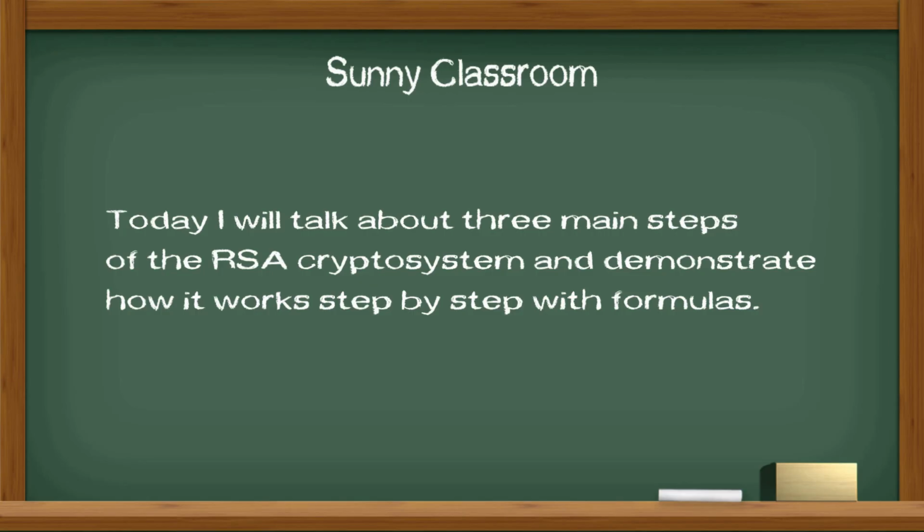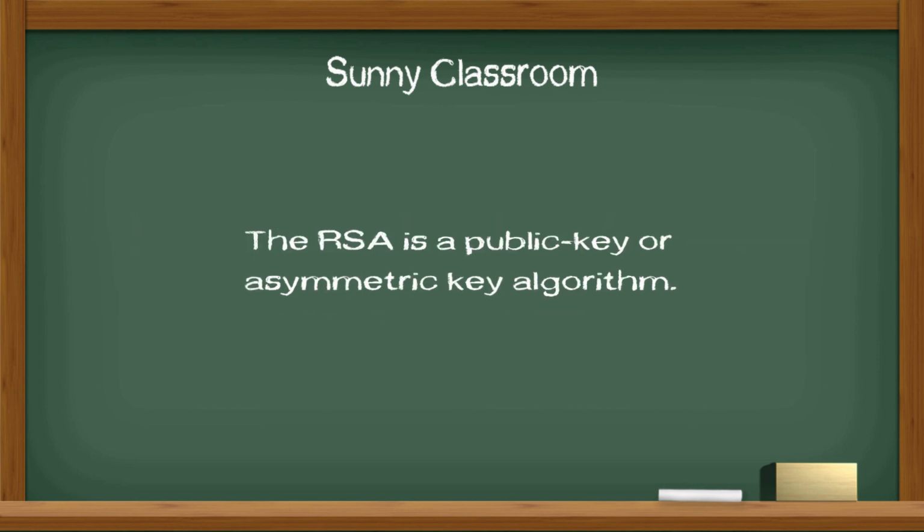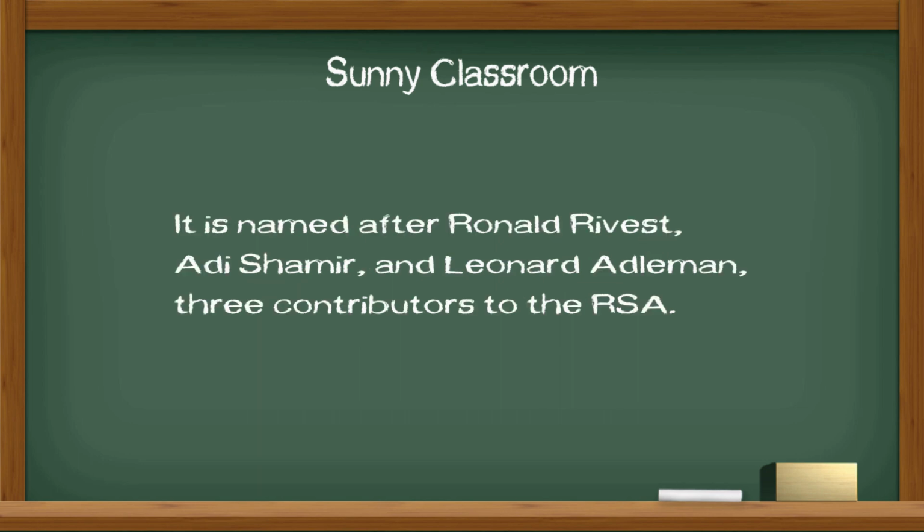Welcome back. Today I will talk about the three main steps of RSA cryptosystem and demonstrate how it works step by step with the formulas. The RSA is a public key or asymmetric key algorithm. It is named after Ronald Rivest, Adi Shamir, and Leonard Adleman, three contributors to the RSA.